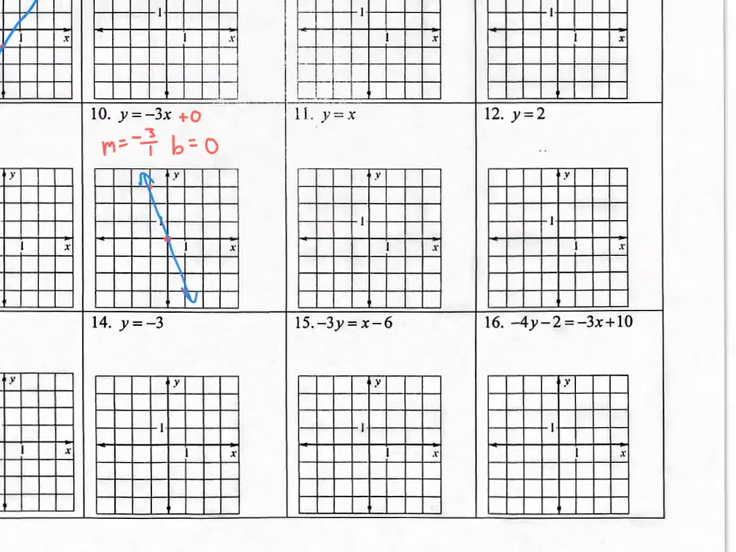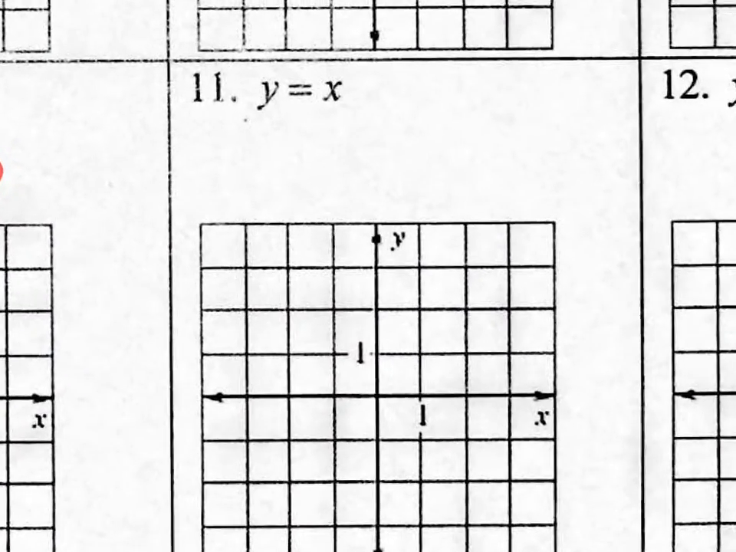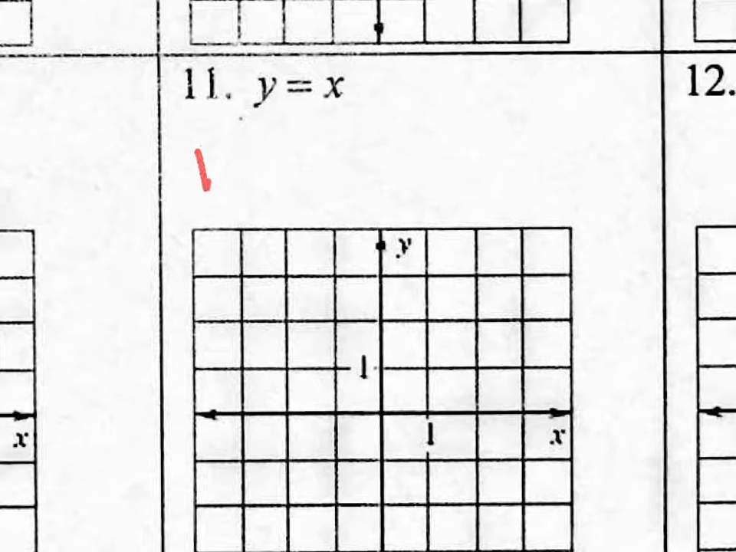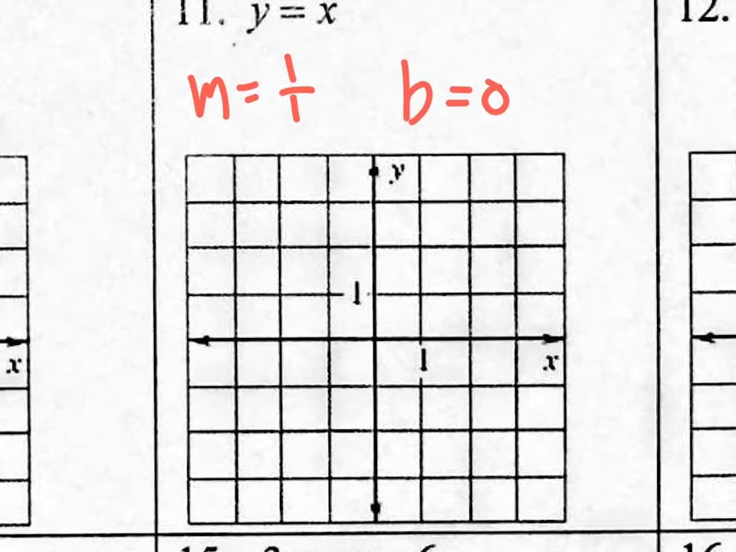How about number 11? What's the m right there? 1 over 1. Because you want it in the form of rise over run. How about the b value? 0. So we always start with the b value. You always start where it crosses the y-axis, which we know is 0. So let's put a dot on the y-axis at 0. And now from that point, we're going to go up 1 over 1, up 1 over 1, and put a dot right there.